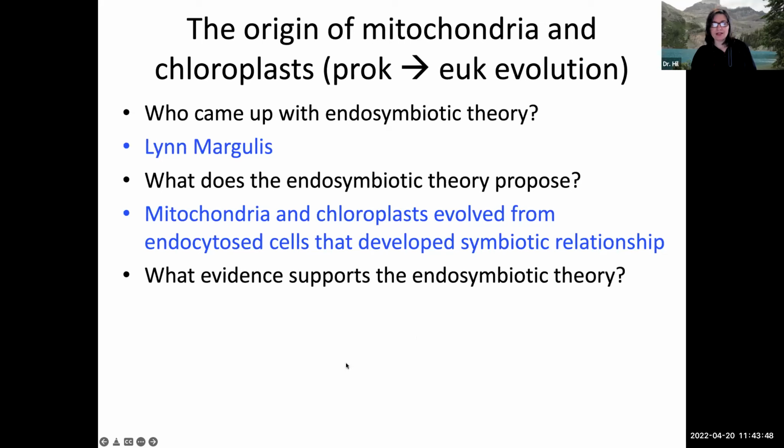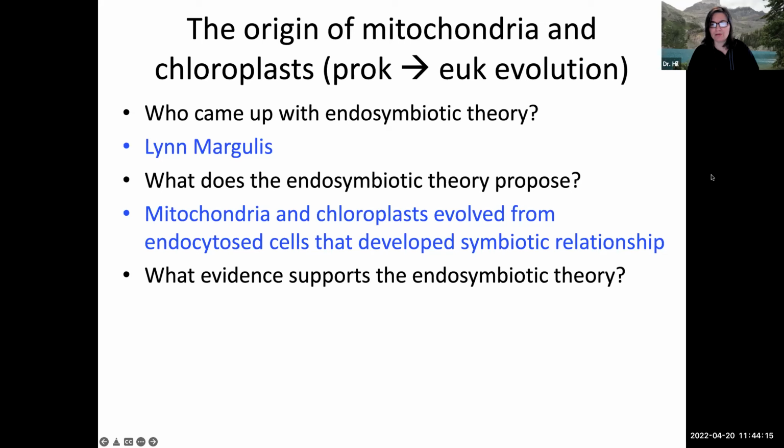Now, what are the lines of evidence supporting this theory? Write that into the chat. That's right. Both these organelles have their own DNA. And furthermore, that DNA is a piece of circular DNA, much like a bacterial chromosome. It does not resemble a eukaryotic chromosome.